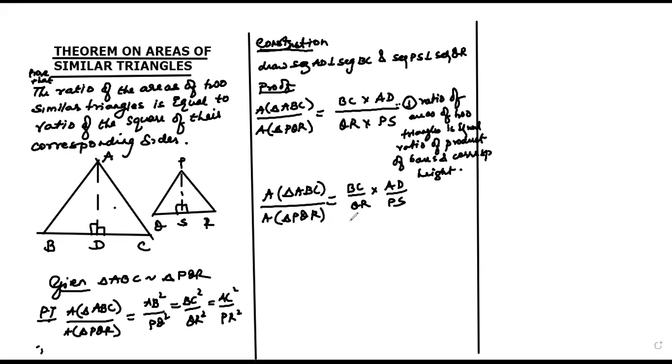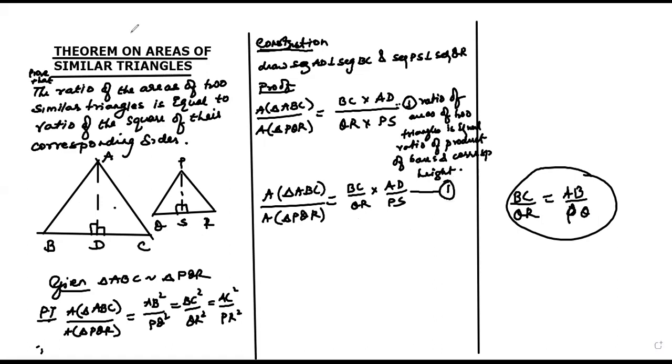That means I want to show this BC upon QR as AB upon PQ. But how can I show BC upon QR equal AB upon PQ? How can I show this ratio is equal? They are equal because these triangles are similar. So naturally, this is my statement number 1.